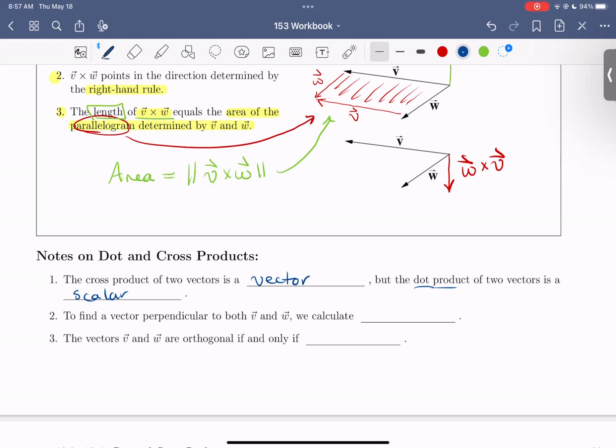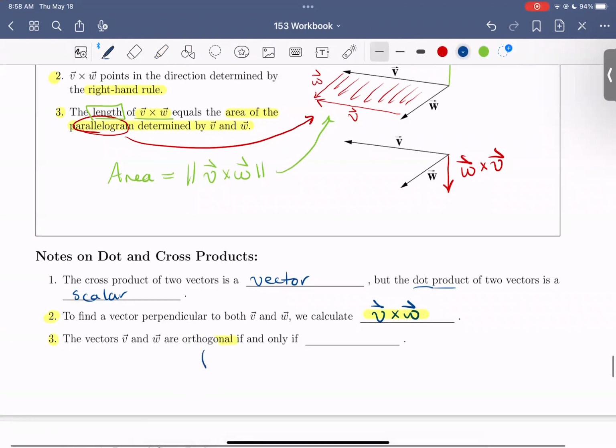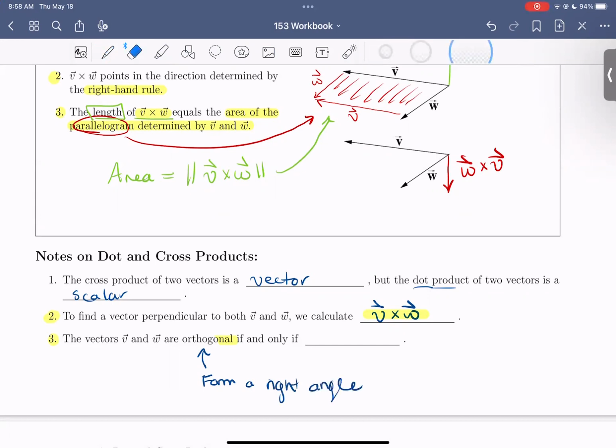Point number 2 here: to find a vector perpendicular to both v and w, what can we do? Well, we can calculate the cross product between v and w. That is one reason why the cross product is so important. And third, the vectors v and w are orthogonal, meaning they form a right angle, if and only if their dot product is 0. So these are some really important and key facts that we have about dot and cross products.